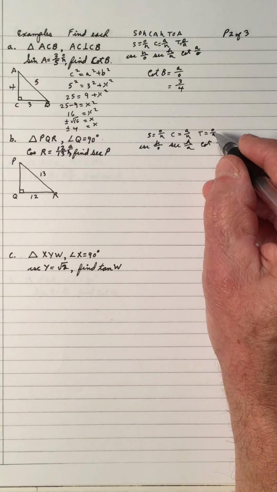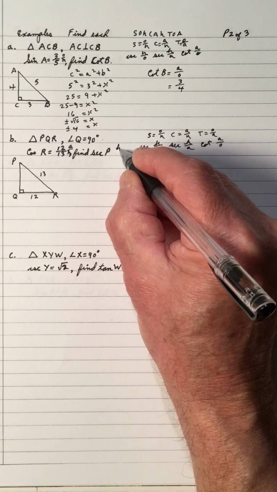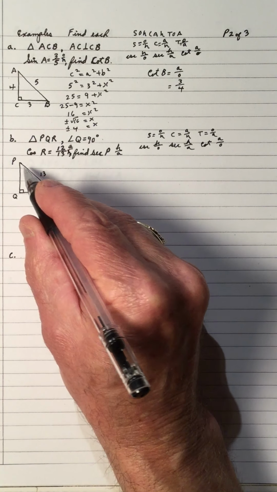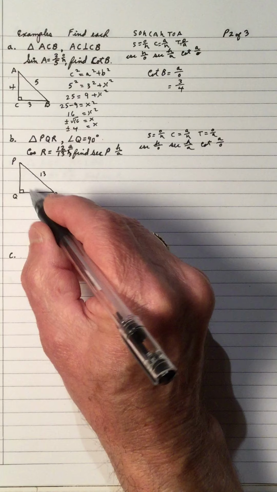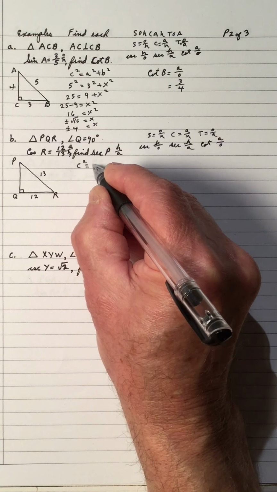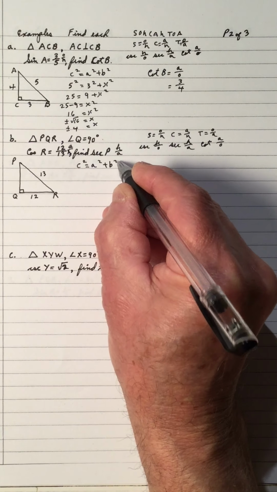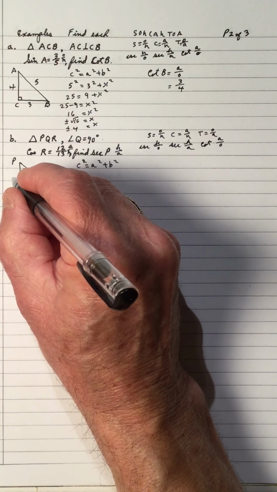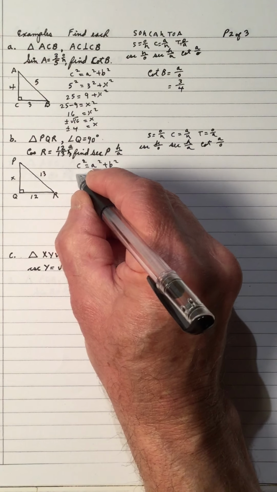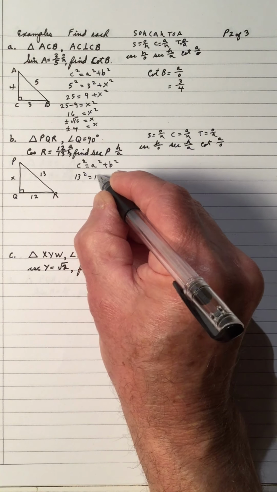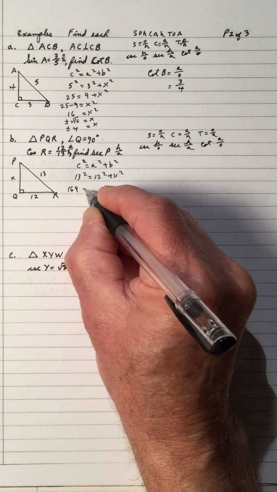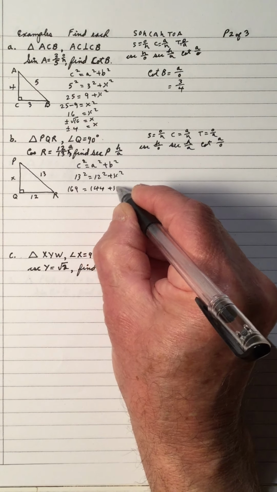Now we want the secant of angle P. Secant is hypotenuse over adjacent. Here's angle P. We have the opposite side of P, but we don't have the adjacent. So again, C squared is A squared plus B squared. Call this side whatever you want, make it X. The hypotenuse is 13, so 13 squared equals 12 squared plus X squared. So that's 169, 144 plus X squared.